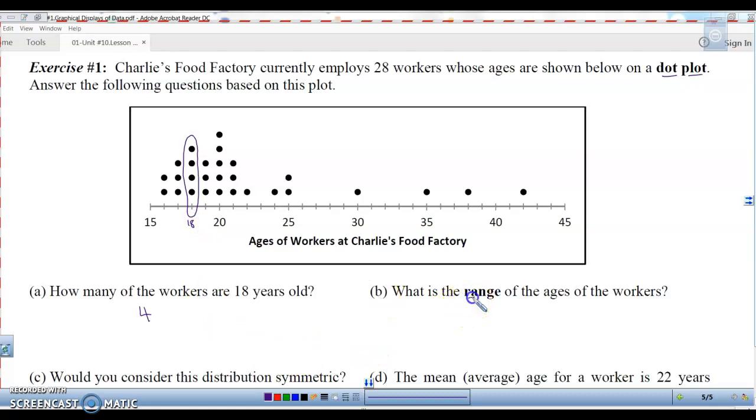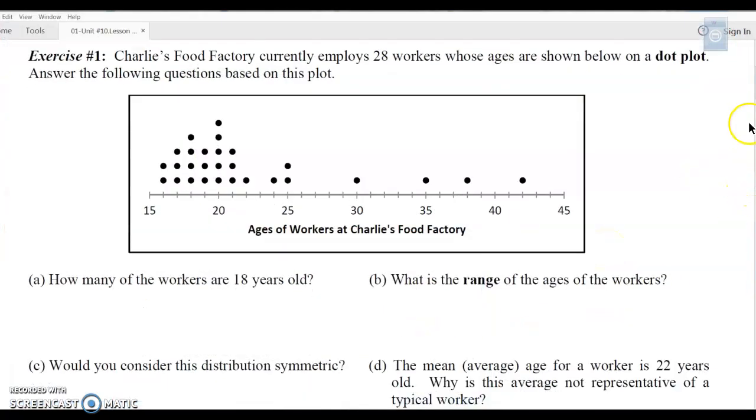All right, what is the range of the ages of the workers? Basically we want to know how many years it is from the youngest to the oldest. How old is the youngest worker? The lowest dot that we have on here is at 16. The oldest worker is right here, at 42. So the range of the ages is from 16 to 42. If we take 42 minus 16, that is 26 years. So there is a 26-year range between the oldest and the youngest worker.